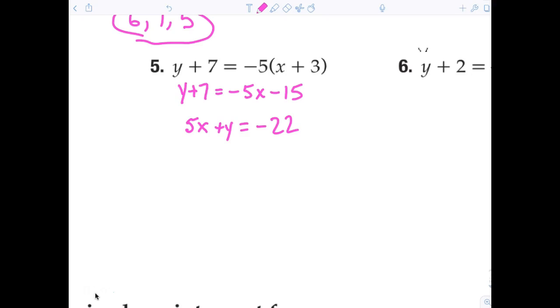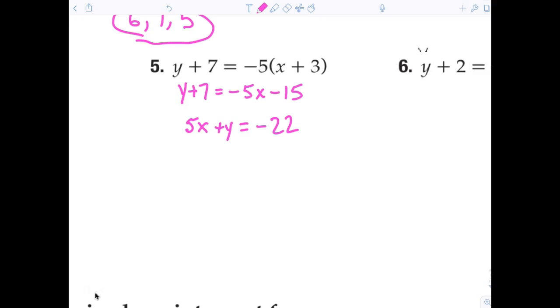All right, now remember, you're concentrating on learning how to move numbers around. If it's positive on the left, it's going to be what? Negative on the right. If it's negative on the right, it's going to be positive on the left. I didn't add 15. I subtracted 7.